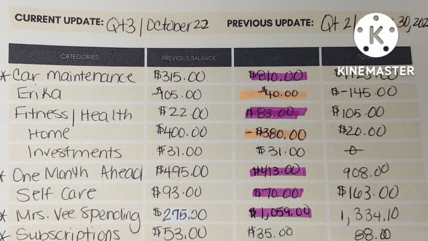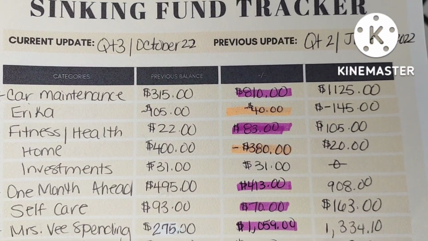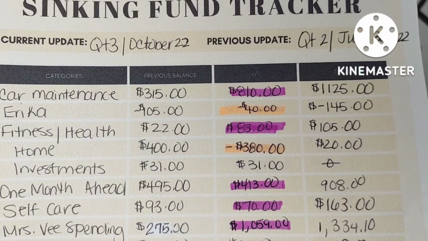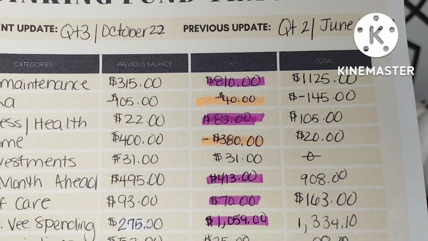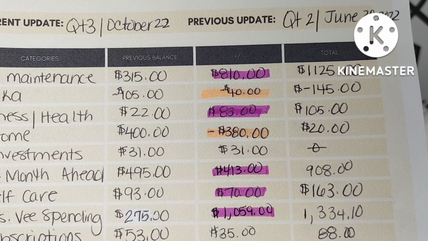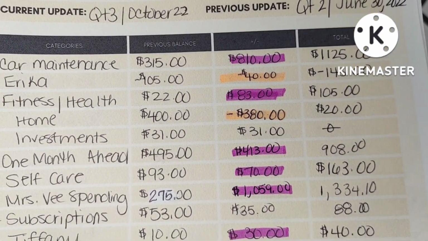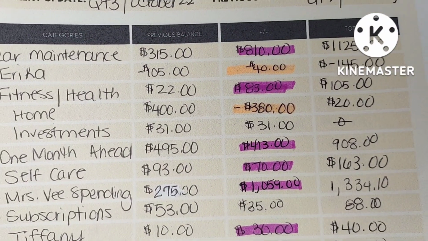So yeah, but I still enjoy myself and get the things I want. I ended with $275 quarter 2, and now I have $1,334, and so that's a difference of $1,059. Subscriptions ended $53, and now we have $88. We got a difference of $35.